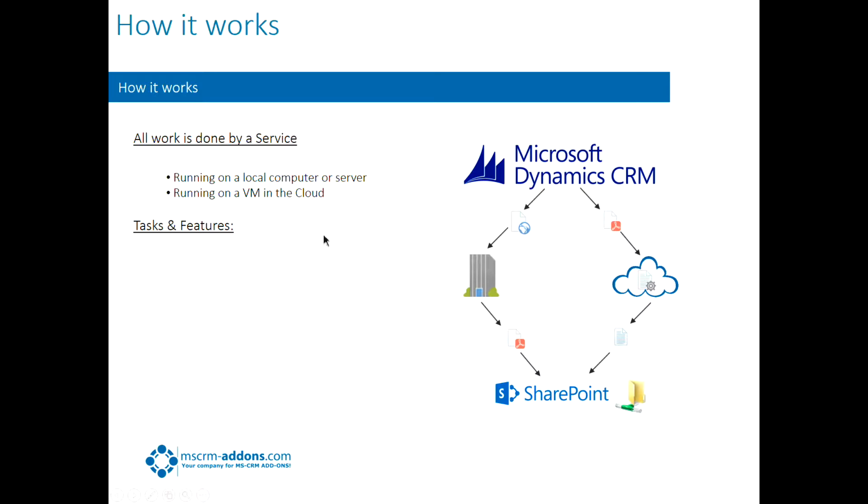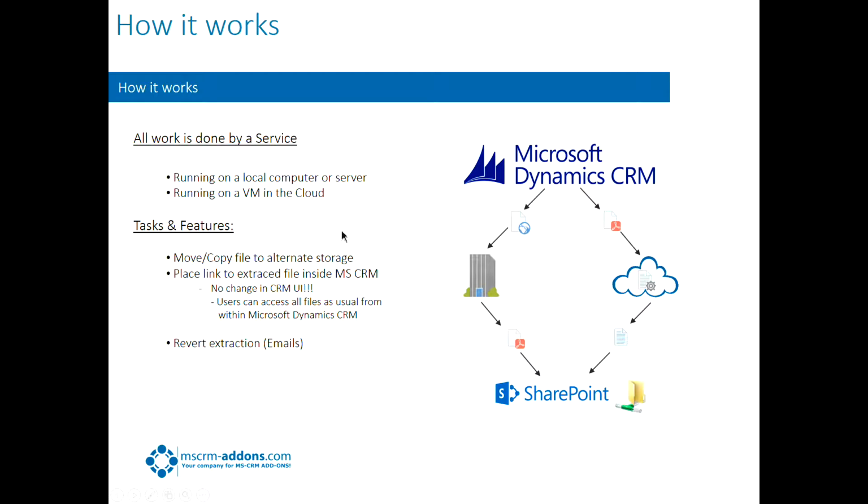Some of the tasks and features that Attachment Extractor includes: you have the ability to move or copy the file to the alternate storage, such as SharePoint or the file share. It places a link to extracted files inside of CRM, so there's no change to the CRM user interface. Users can access all files as usual from within Dynamics CRM. This will make more sense once I get into the demo, where I'll show that to you. You have the ability to revert extractions for emails.